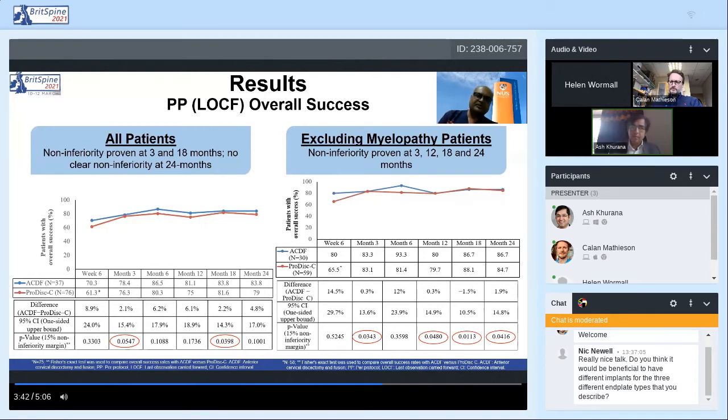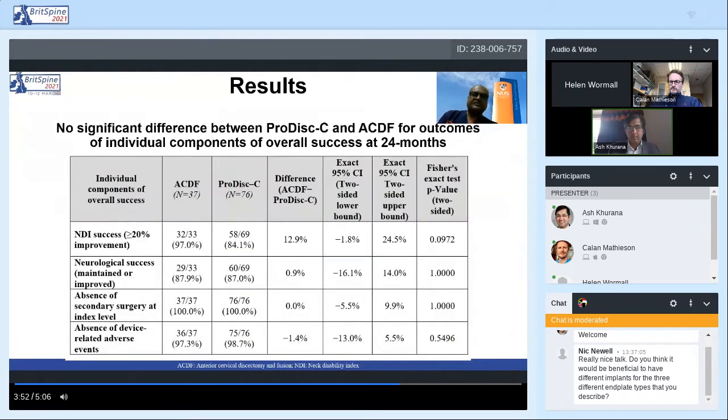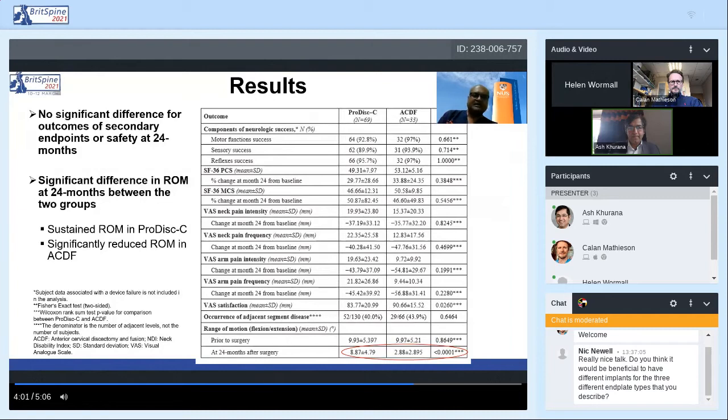Non-inferiority was proven only at 3 months and 18 months for the whole group. If we excluded myelopathy patients, the non-inferiority could be proven at 3, 12, 18, and 24 months. There's no significant difference in clinical outcomes of ProDisc and the ACDF group, as we can see on this slide. There was, again, no significant difference when we looked at the secondary endpoints, which we have already mentioned in our previous slides.